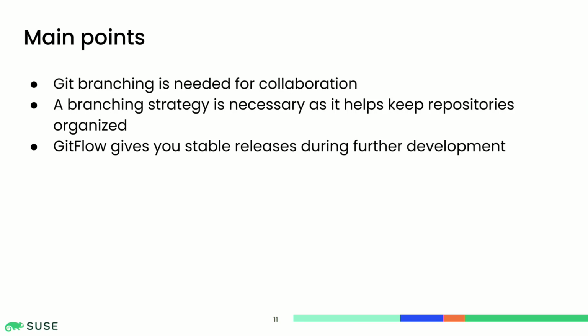So just to conclude that point, we need that branching to do our software development. We need rules for that and therefore a branching strategy. And if we want to do stable programming and stable releases, we could use that Git flow strategy.